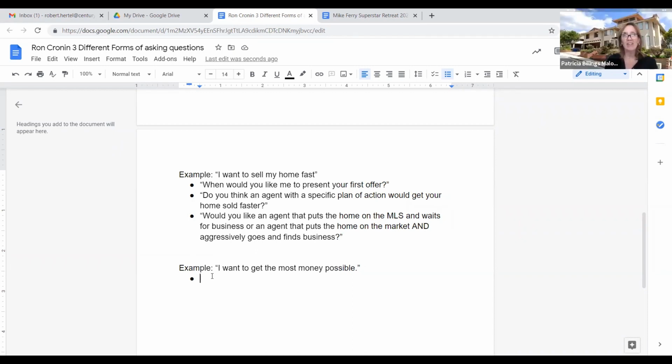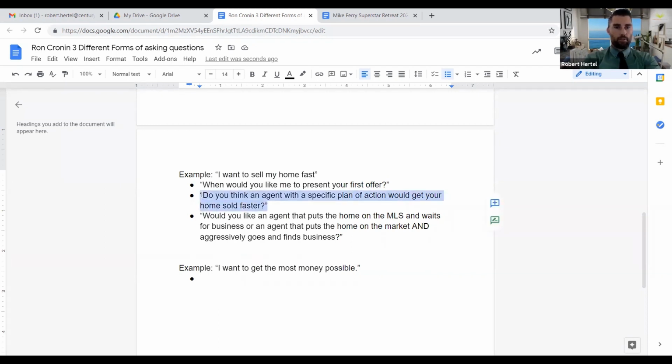You could say, do you think an agent with a specific plan of action would help you get your home sold for more money faster? Sure, absolutely. Do you think an agent with a specific plan of action would get you the most money possible? You could certainly do that one, absolutely. Good job, Patty. Gold star, Patty.